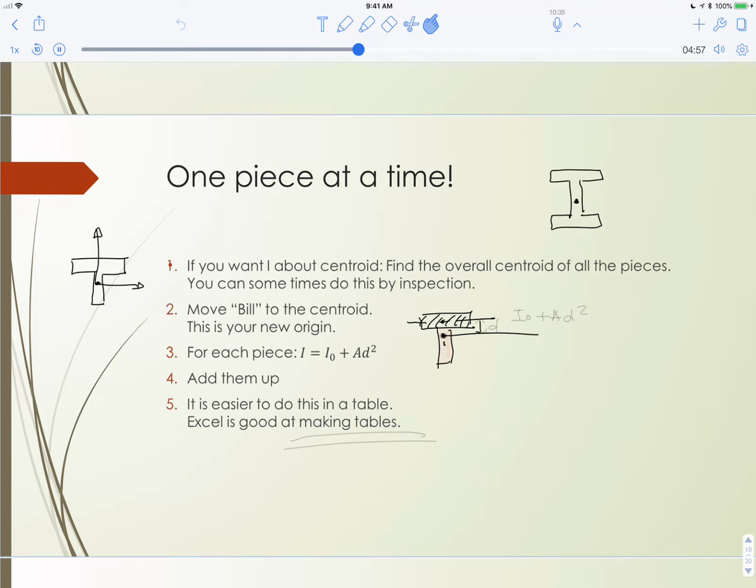This distance is d, and so the moment of inertia about the overall centroid would be I0 plus A d squared. And then you would do the same thing for this other piece down here and add it all up. It is easier to do this in a table, and Excel is fantastic at making tables.